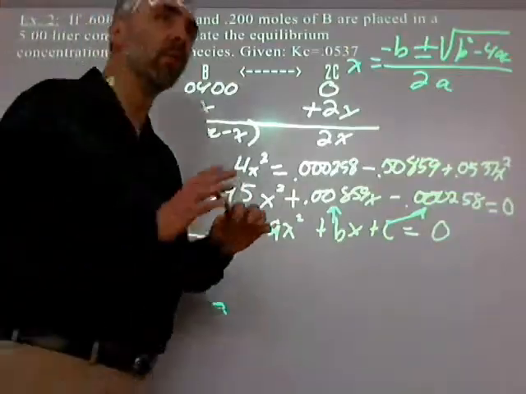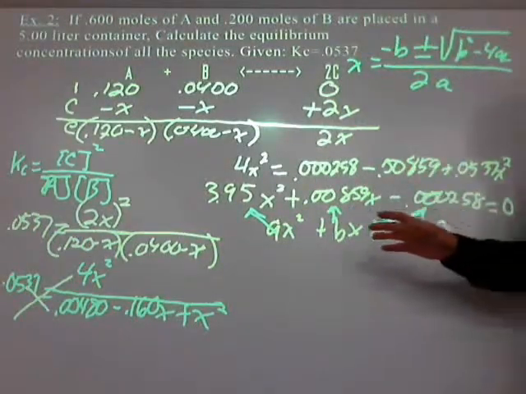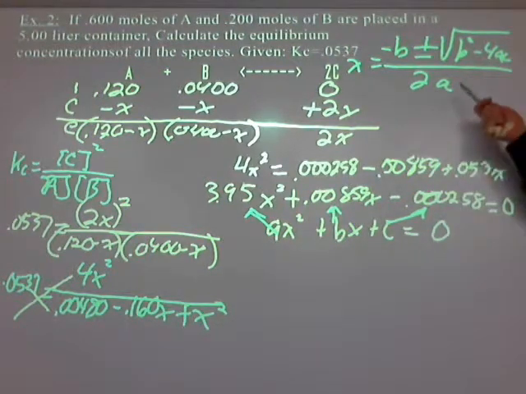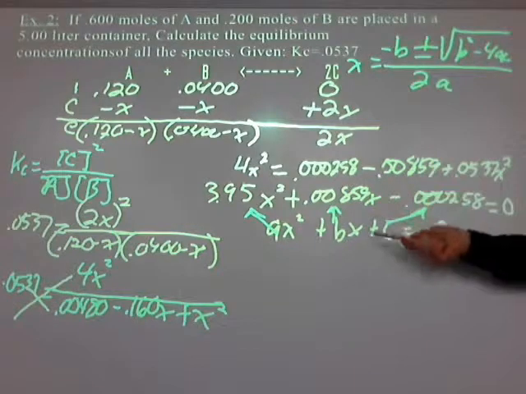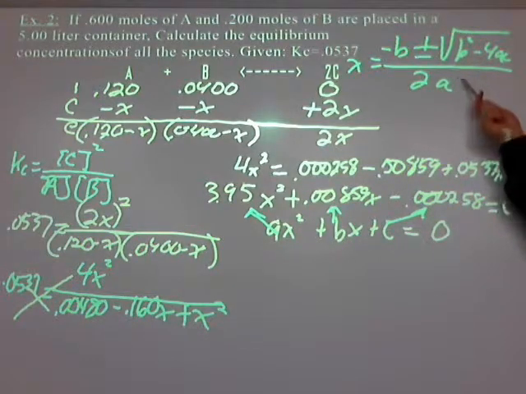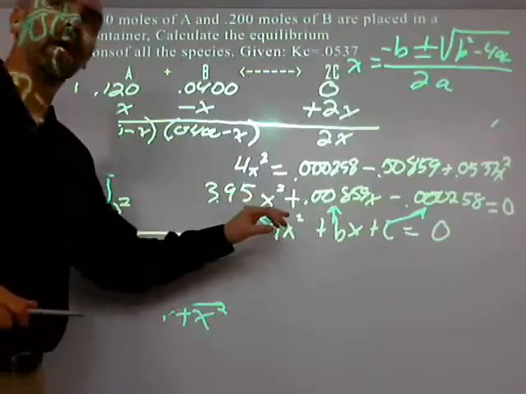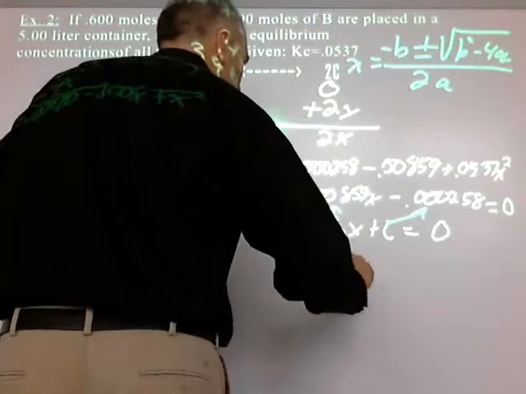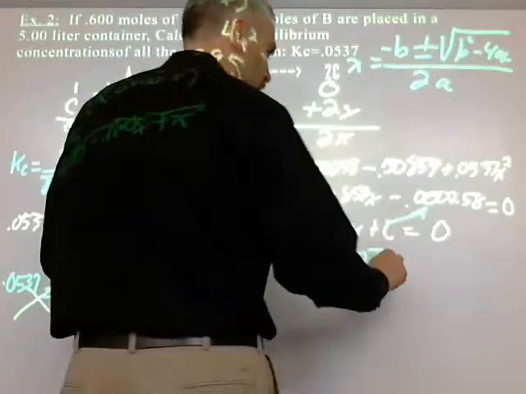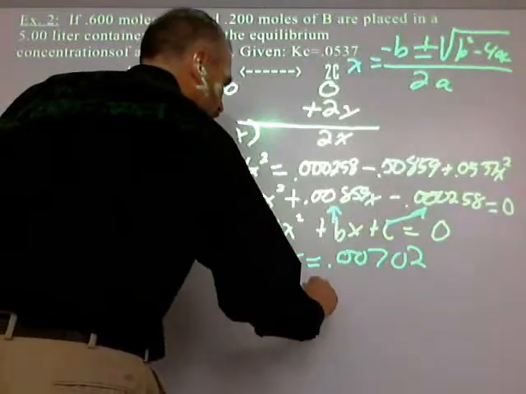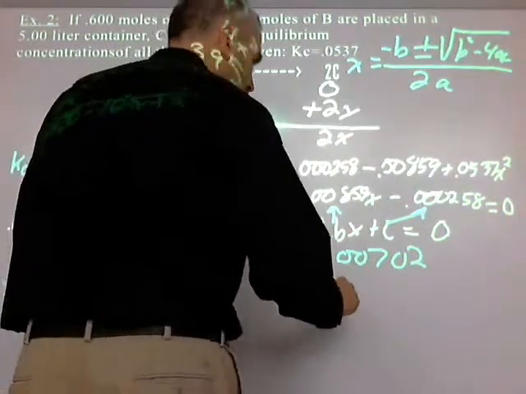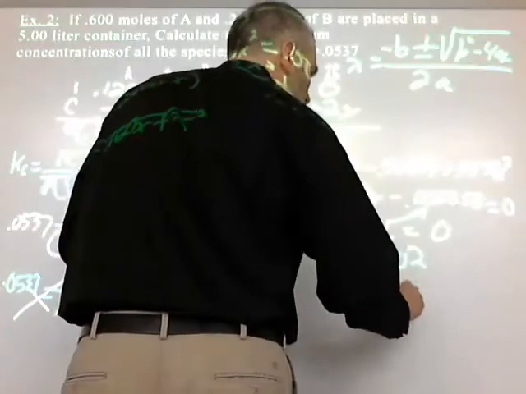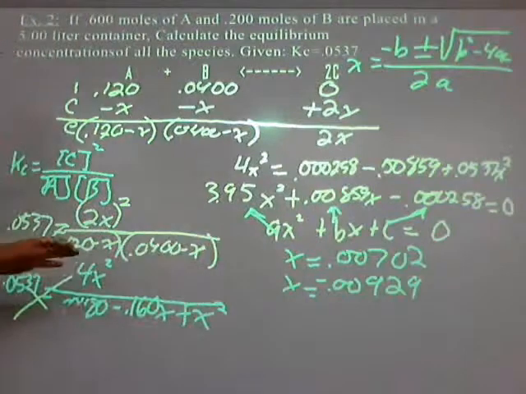So I want everyone right now to try plugging this in and solving for x using this formula. I'm even going to stop the video because it's going to take you a while. Do that. And you get two roots after you plug those in. You get x equals 0.00702, and you get x equals negative 0.00929. Now, one of these guys doesn't make any sense.